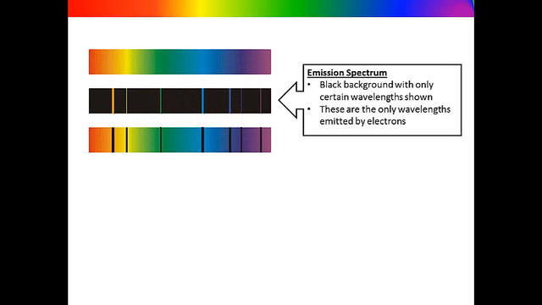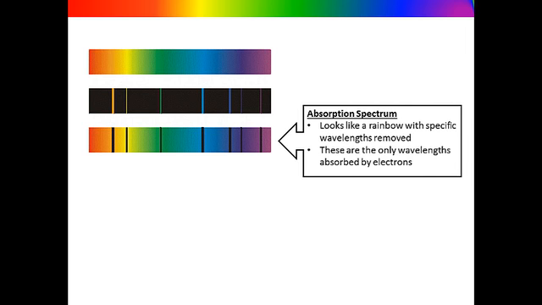The emission spectrum has a black background with only certain wavelengths shown. These particular wavelengths are the only ones that are emitted by the electrons in the atom or atoms present in the substance. Each wavelength corresponds to a specific amount of energy that can be calculated using the equation energy equals Planck's constant times the speed of light divided by the wavelength.